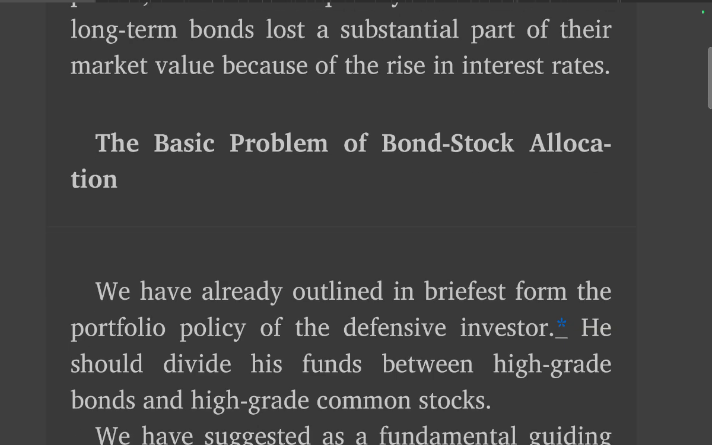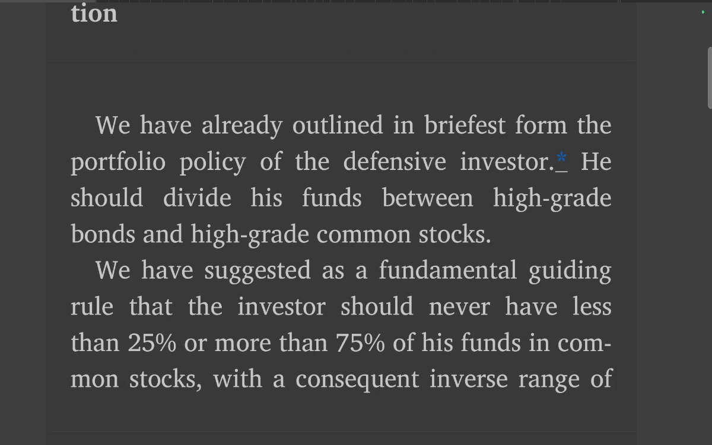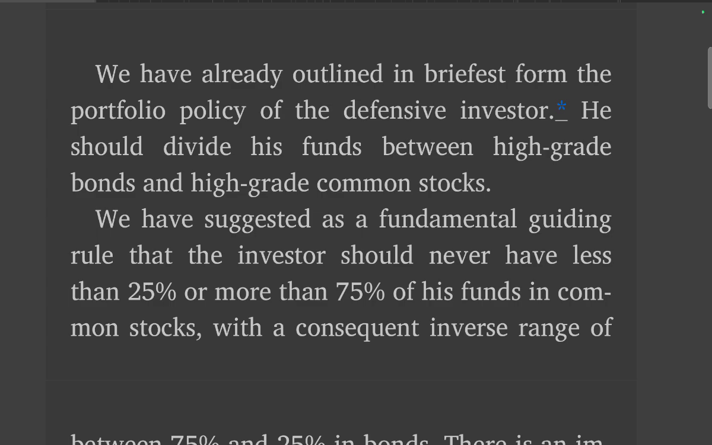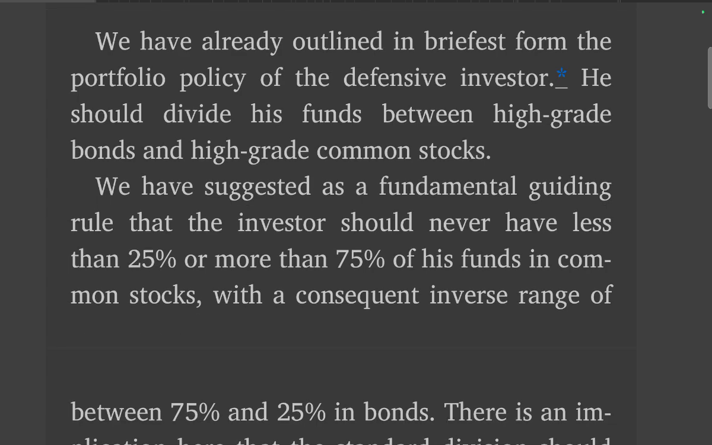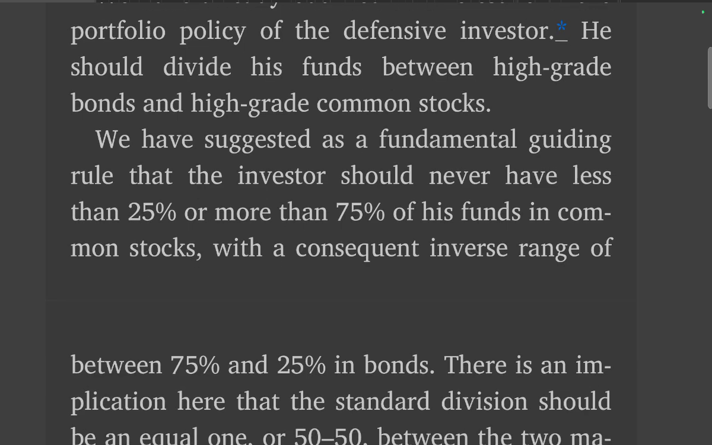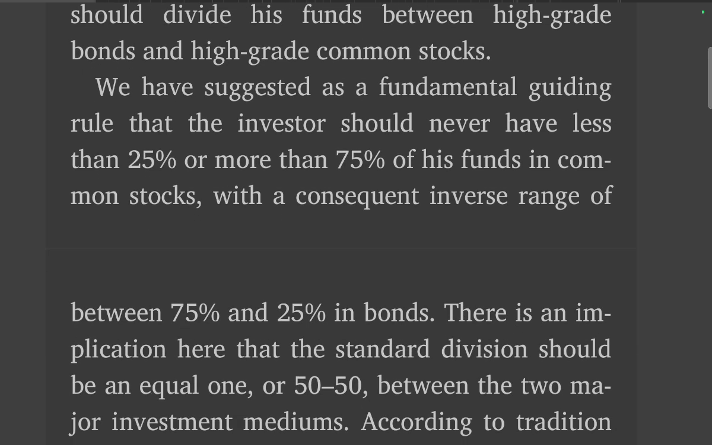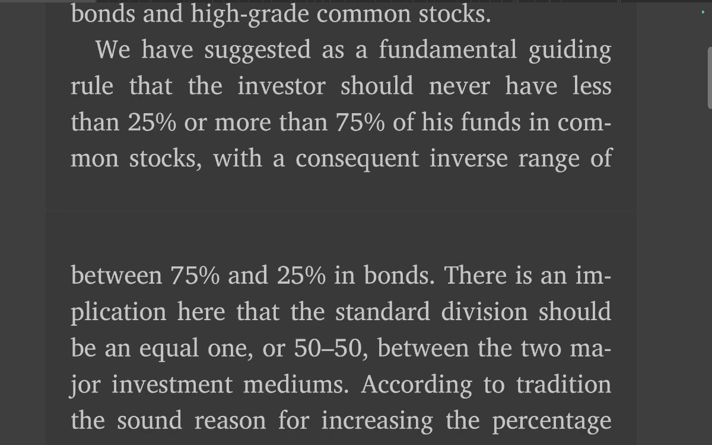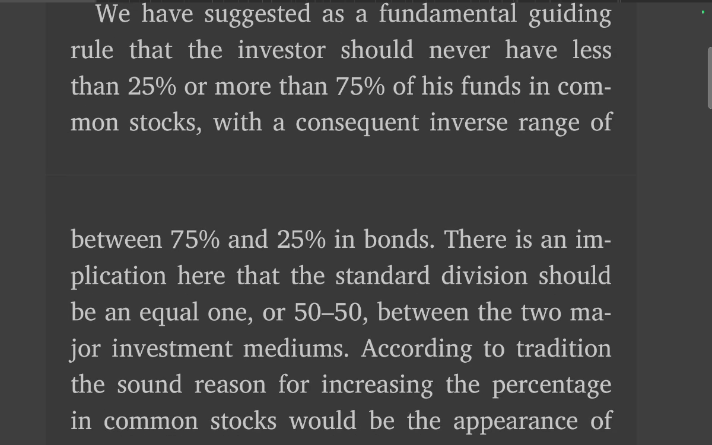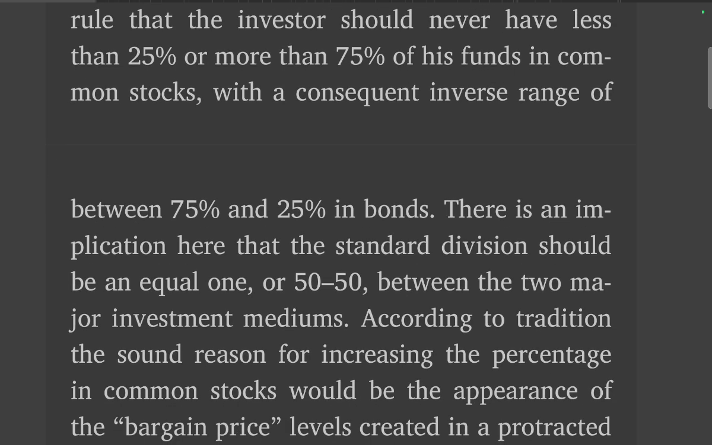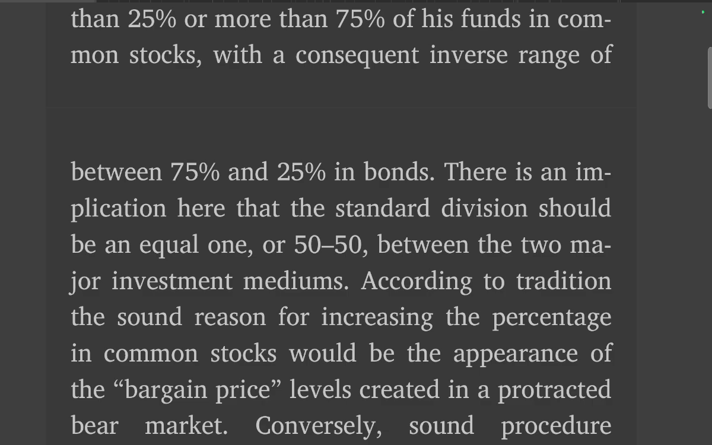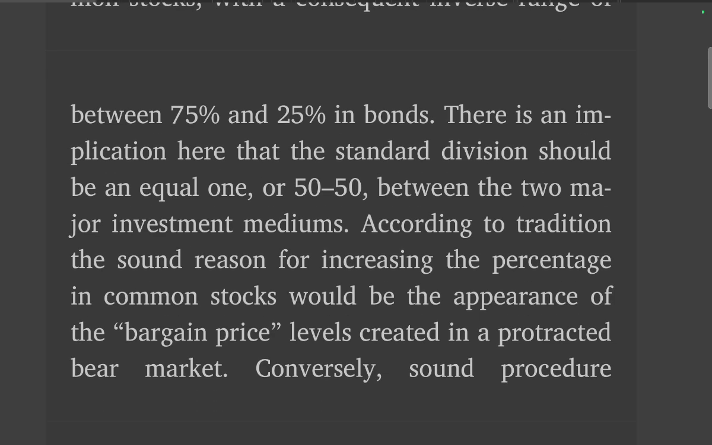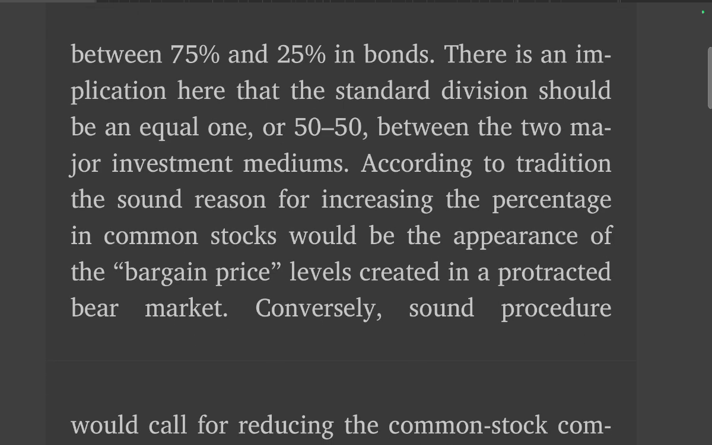Basic problem of stock allocation. We have already outlined the briefest form of portfolio policy for the defensive investor. He should divide his funds between high-grade bonds and high-grade common stocks. We have suggested as a fundamental guiding rule that the investor should never have less than 25% or more than 75% of his funds in common stocks, with a consequent inverse range between 75% and 25% in bonds. There is an implication here that the standard division should be equal, 50-50, between the two major investment media.